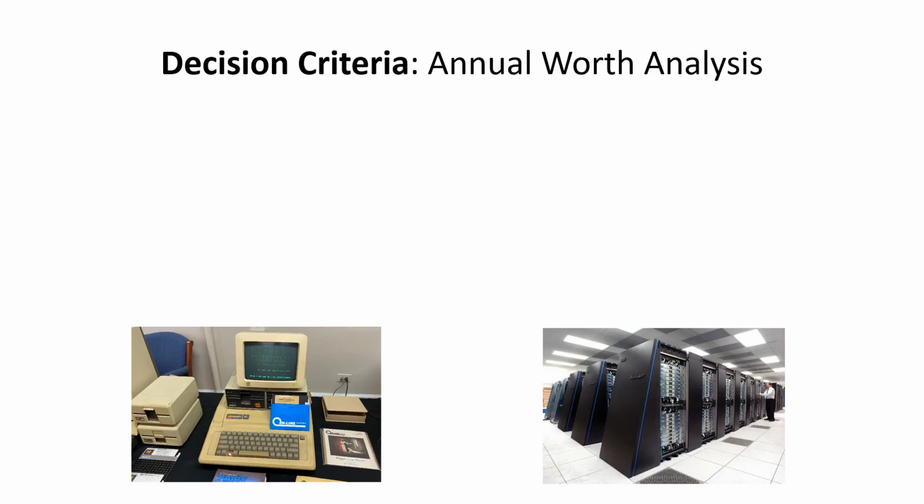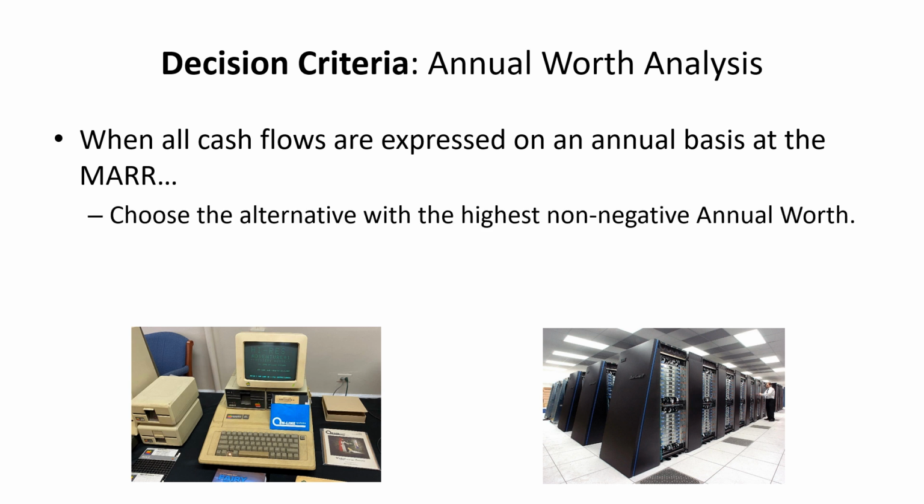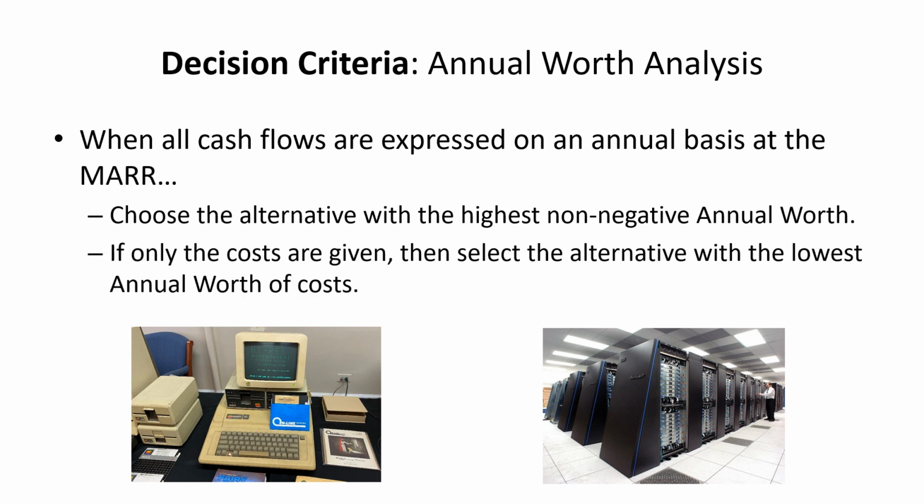All right. So the decision criteria in the case of annual worth analysis is that when all of the cash flows are expressed on an annual basis using the minimum attractive rate of return, so we may be compounding things into the future, we may be discounting them backwards in time to the present or to an annual series. When all those cash flows are expressed on an annual basis, choose the alternative that has the highest non-negative annual worth. Or in the case of only costs, choose the one that has the lowest annual worth of costs.